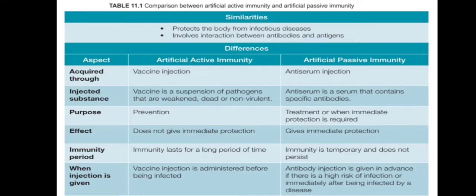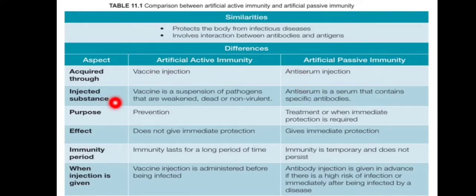Okay. So this one, table 11.1 is a comparison between artificial active immunity and artificial passive immunity. So comparison kena ada similarities and differences. The similarities: protect the body from infectious diseases and also involve the interaction between antibodies and antigen. The differences, aspect acquired through, diperoleh daripada apa? For artificial active immunity, melalui vaccine injection. Artificial passive immunity, anti-serum injection. Ingat beza di antara vaksin dengan anti-serum.